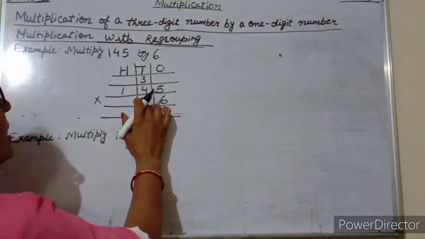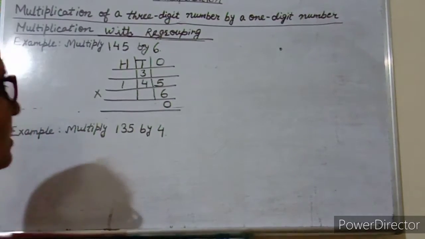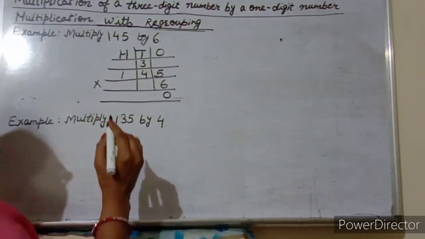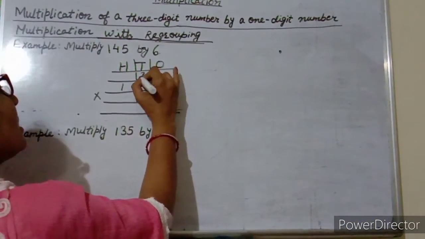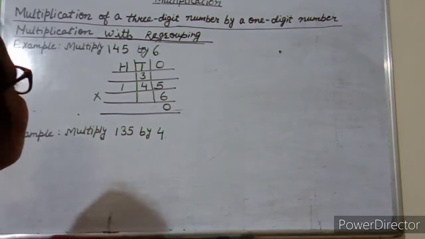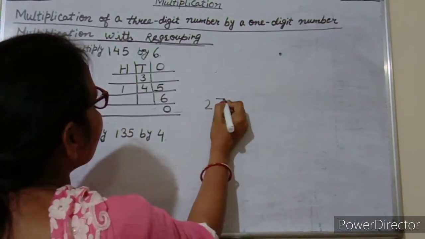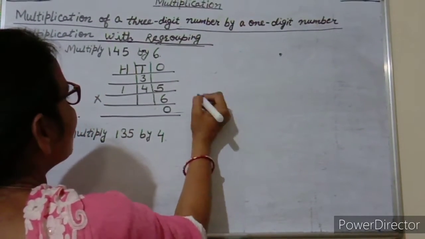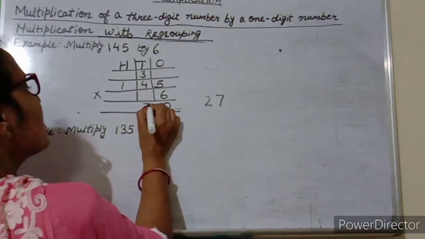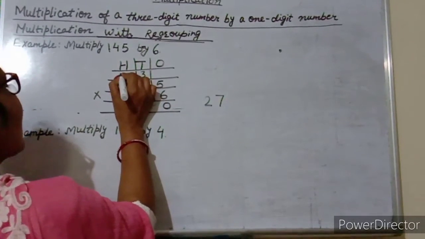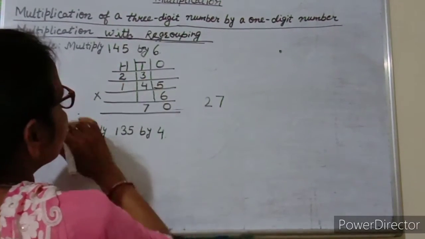Now come to the next. 4 tens into 6 is 24. So 24 plus 3 is 27. How will we write 27? 27 means 7 tens and 2 hundreds. So 7 we will write under the tens column and 2 we will write here at the hundreds place.